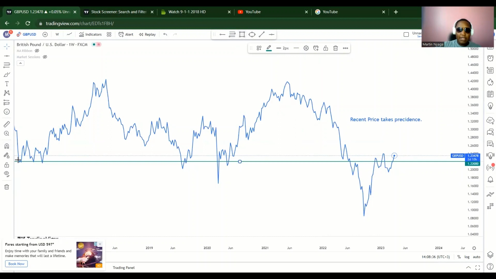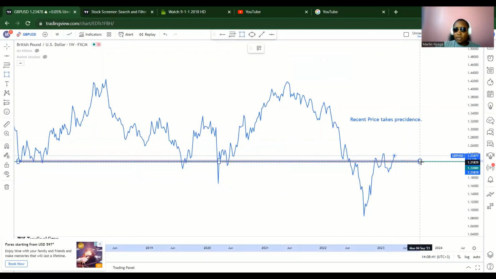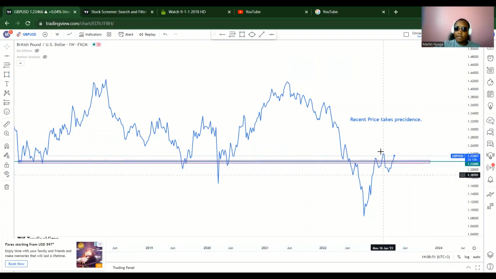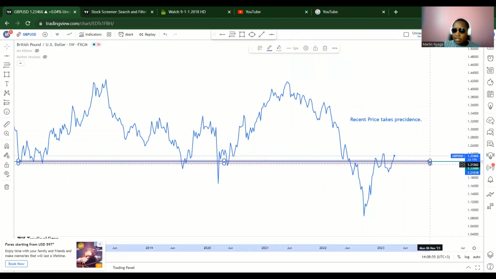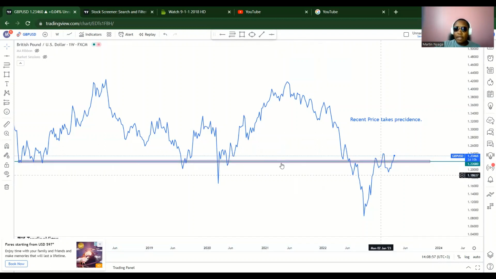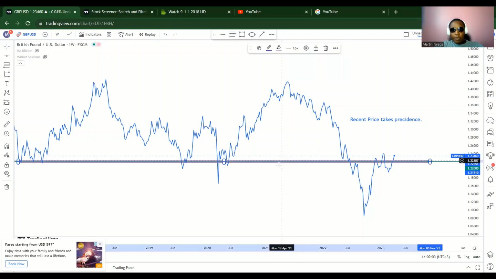From there, I'll just take my rectangular tool, drag and put it up there, because support is supposed to be a level. It's a zone, it's not just a single line. Then we take this and copy it.